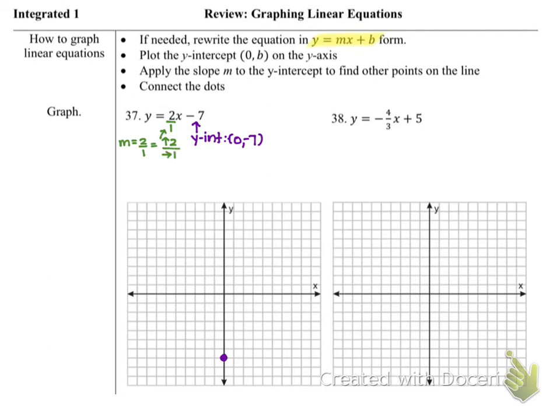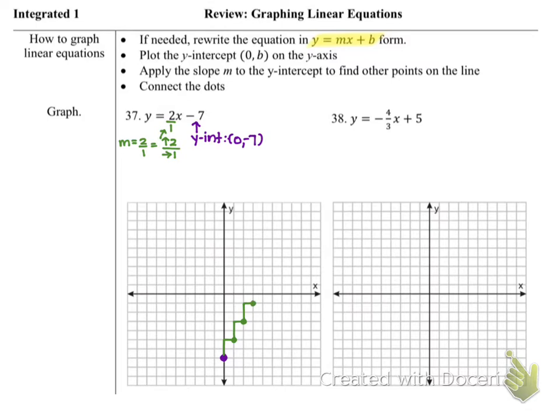So from our purple point, we're going to go up 2, right 1. And then we're going to plot that point. Then we're going to do it a couple of times. So now from the green point, we're going to go up 2, right 1, plot that point. And then I always like to have a couple of points going across my graph.